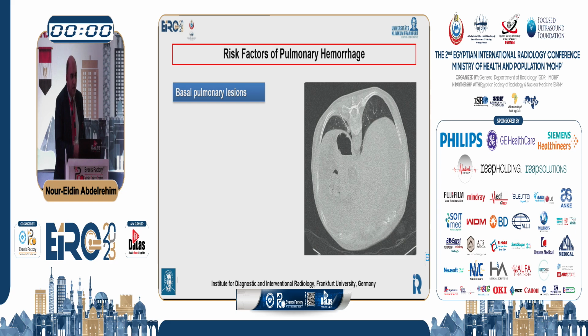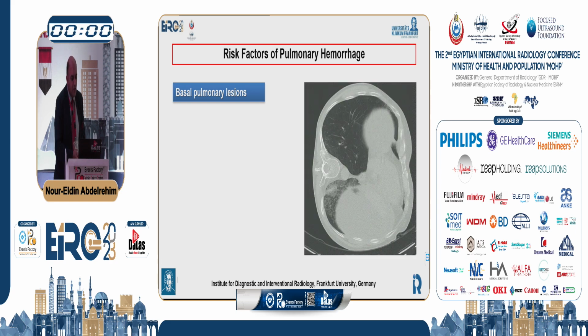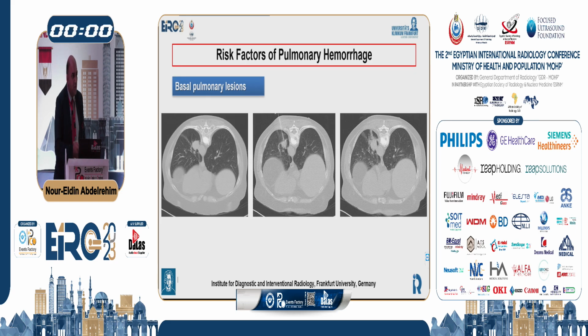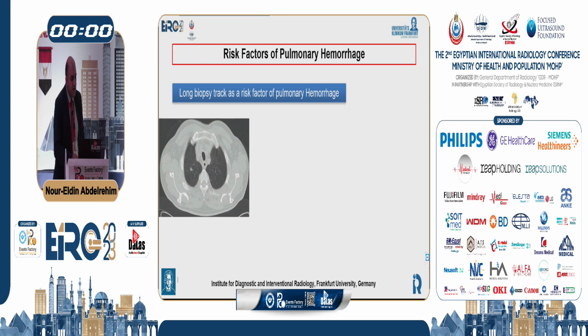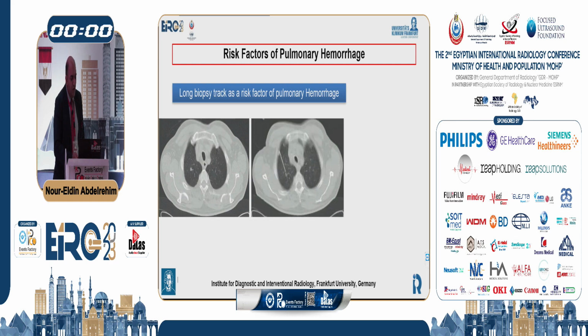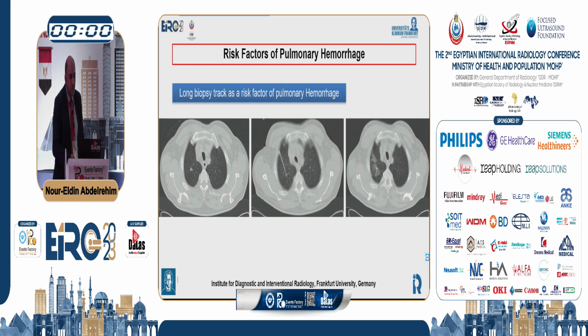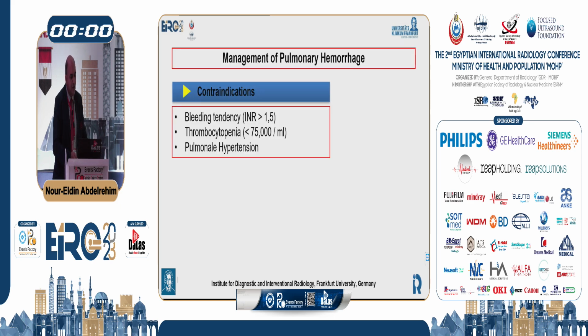Basal lesions also have an increased incidence of hemorrhage due to the respiratory movement and the effect of the diaphragm on basal lesions. As you can see also in this example. A long tract inside the lung is also associated with increased risk of traversing the pulmonary vessels and increased incidence of pneumothorax. If you are going to make a biopsy, try to choose the shortest, safest axis, in order to avoid such pulmonary vessels and to decrease the incidence of hemorrhage.